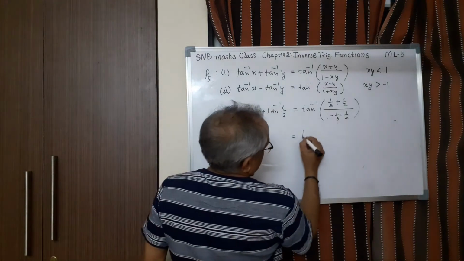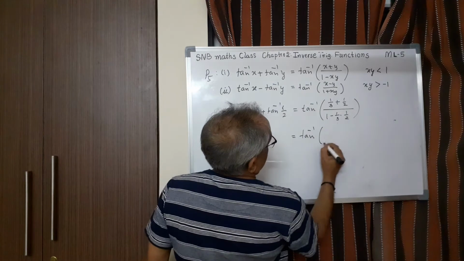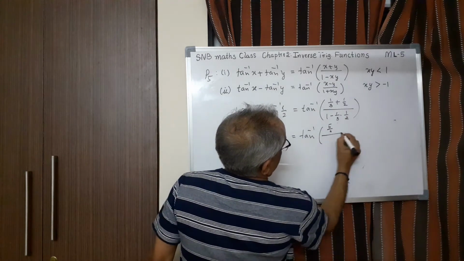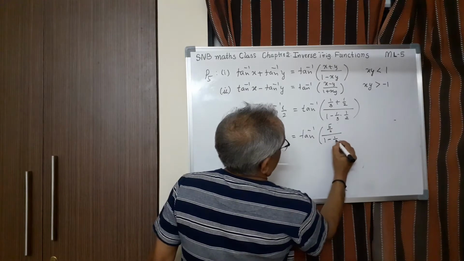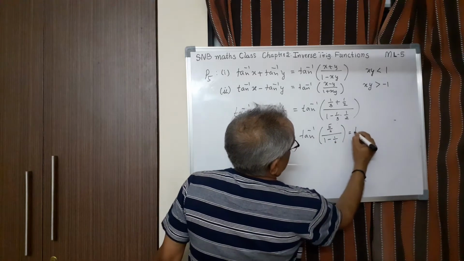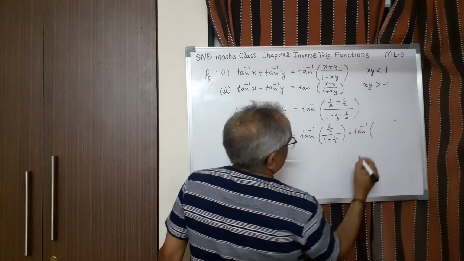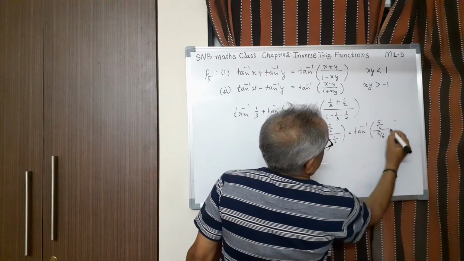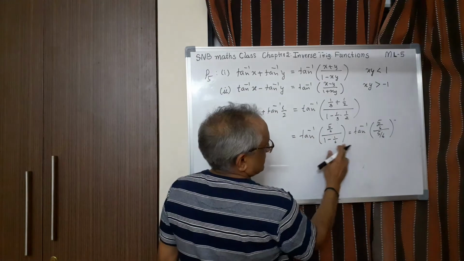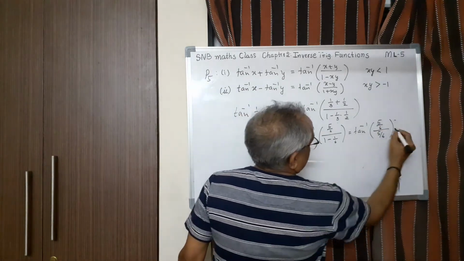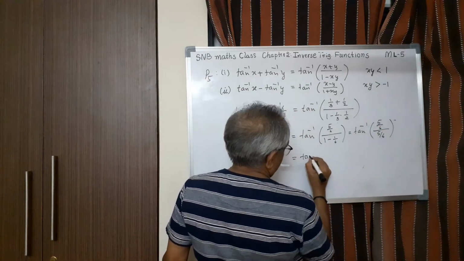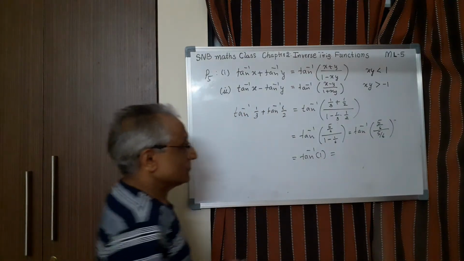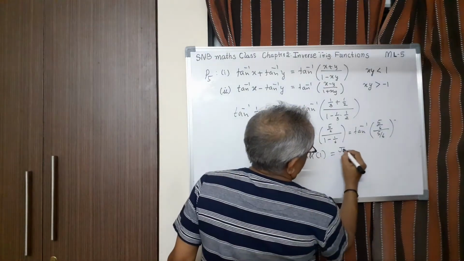So this is tan inverse of 5 by 6 divided by 1 minus 1 by 6. So this is tan inverse of 5 by 6 divided by... below also it is 5 by 6 only, because 1 minus 1 by 6 is 5 by 6. So cancelling, you get tan inverse 1. But tan inverse 1, you know, is pi by 4. Therefore it is pi by 4.